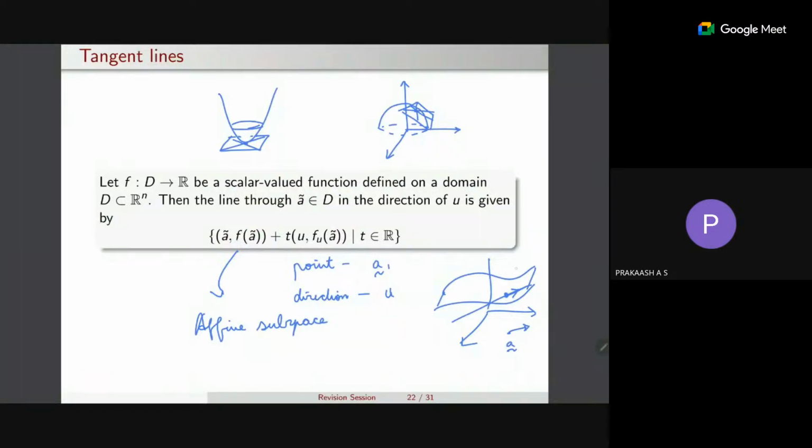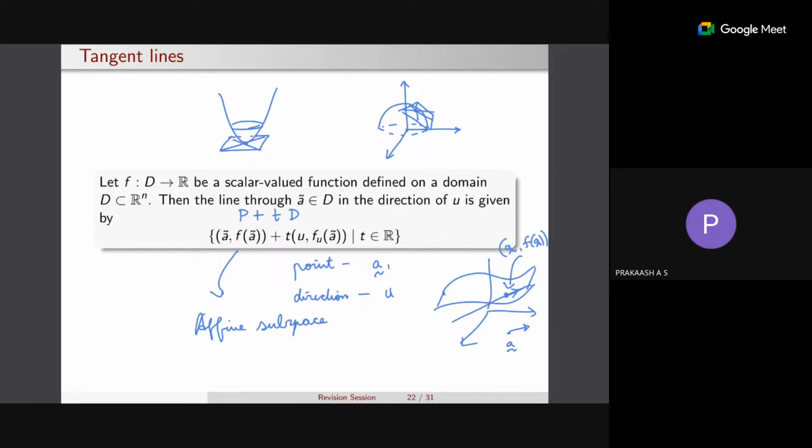So you look at this point. This point is a tilde comma f of a tilde, the point on the graph. So this is the particular point plus a scalar times a direction vector. Now the direction vector is given by u comma the directional derivative at u. So this is point plus t times direction vector, or point plus a linear subspace, which is just an affine subspace. If you have to describe an affine subspace, there are two things that you need: a point and a linear subspace. So translates of linear subspaces are affine subspaces.